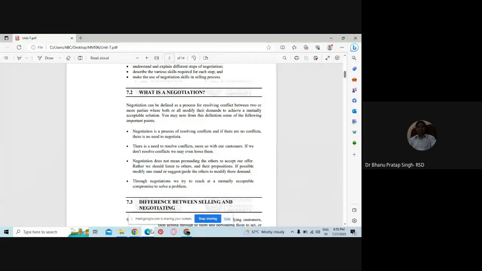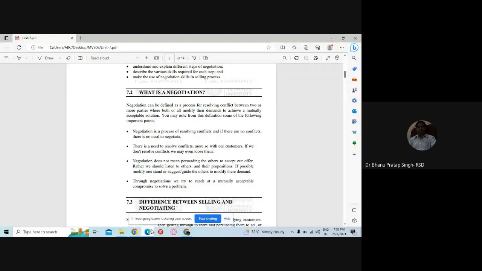Rather, we should listen to others and their propositions. If possible, modify our stand or guide the others to modify their demands. Through negotiations, we try to reach a mutually acceptable compromise to solve a problem. So negotiation is binding between the seller and the buyer, and it is a kind of mutual acceptance, that both are ready in terms of price, quality, and service. So this is called negotiation.